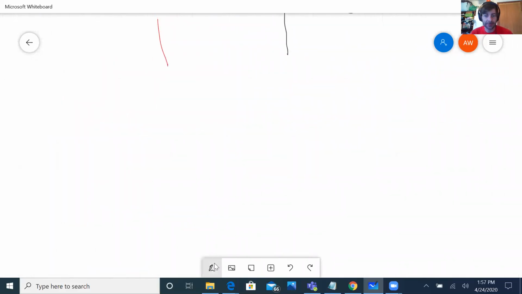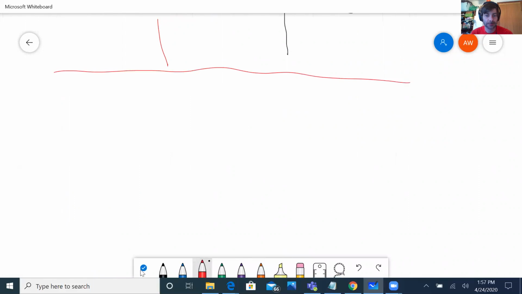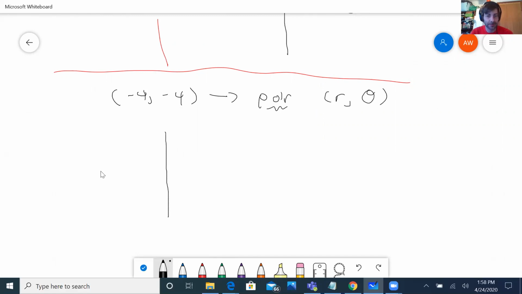Okay, next one. Point -4, -4, right? And I'm going to want to turn that into polar coordinates. Well, whatever, you get the idea. Which is r, theta. So I'm going to draw myself a picture so I know where I'm at. -4, -4 is there.